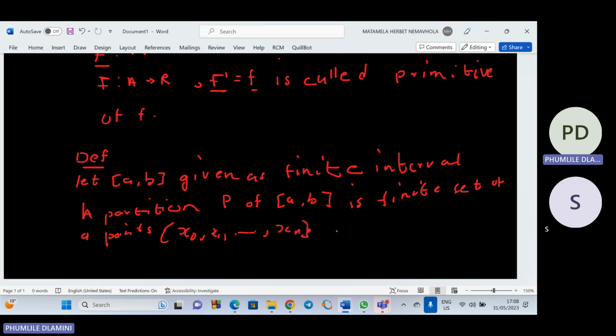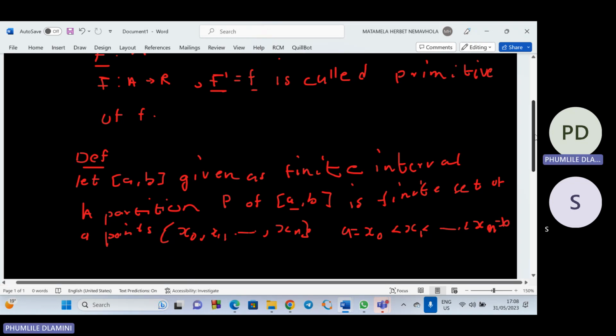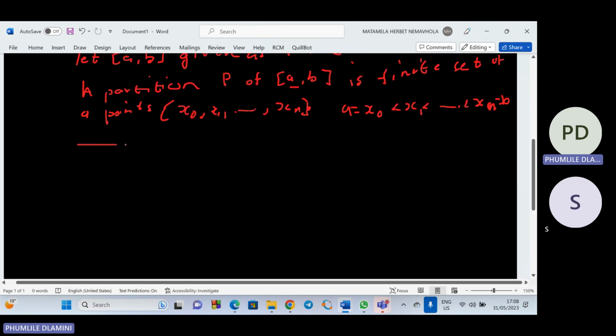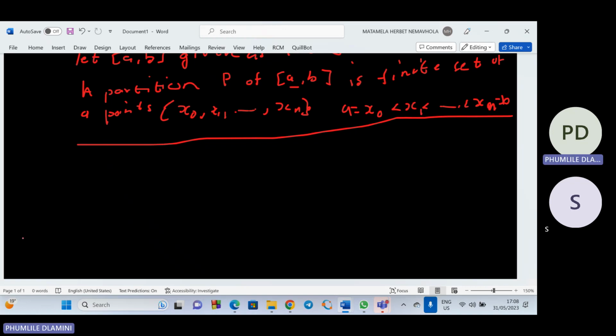This satisfies that our a equals x0, which is less than x1, which is less than the remaining values, which is less than xn. And this xn is equal to b. The most important definition that I'm going to state now is the one we're going to be using in answering almost many questions. I just did this question with you without giving you more definitions before.